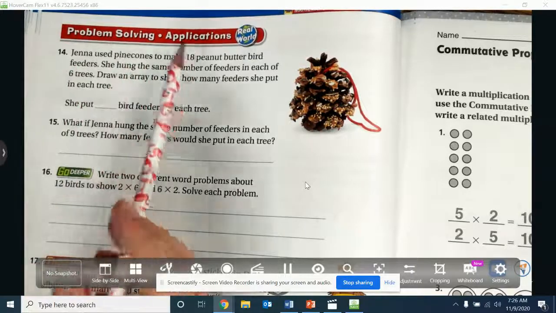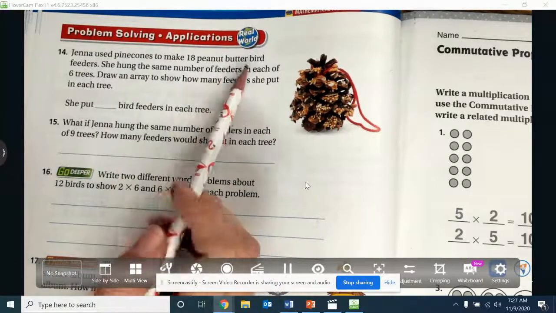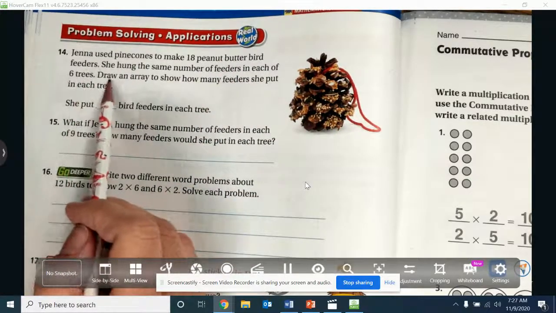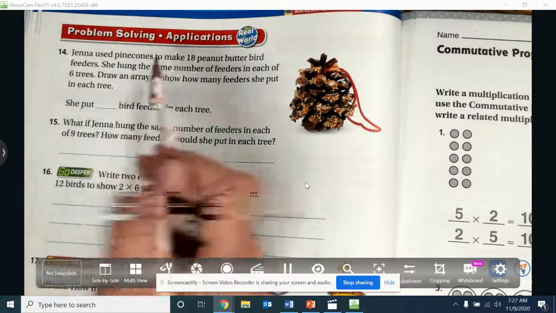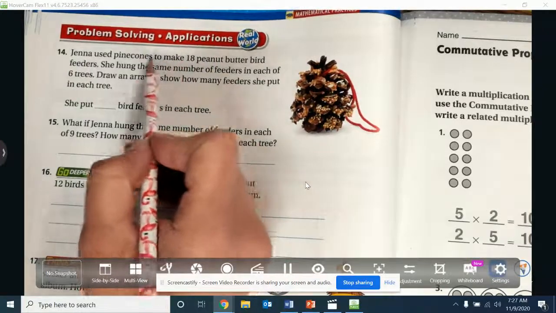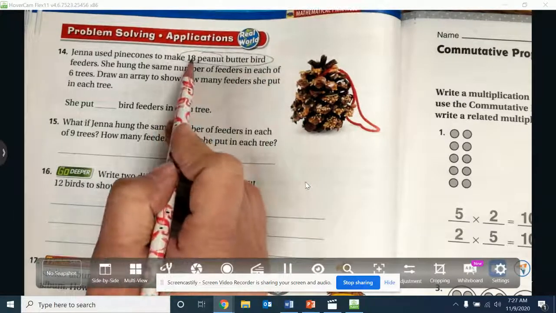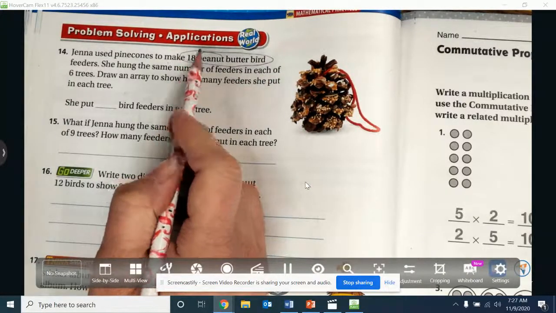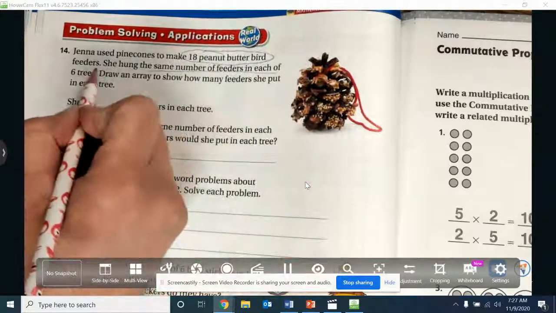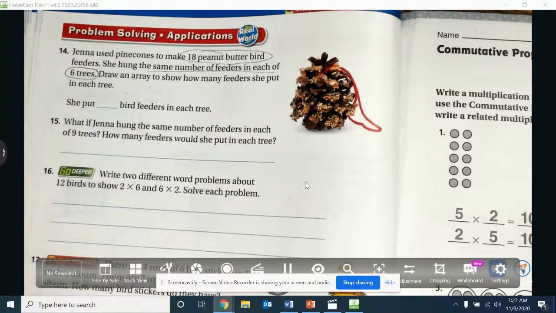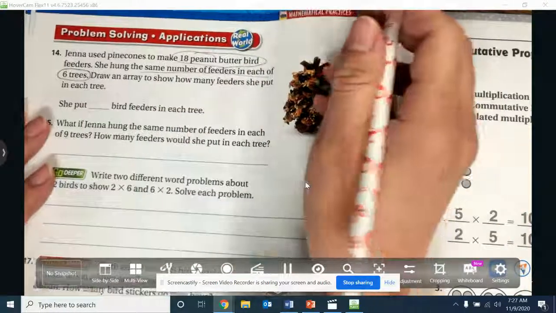Okay, number 14. Jenna used pine cones to make 18 peanut butter bird feeders. She hung the same number of feeders in each of 6 trees. Draw an array to show how many feeders she put in each tree. So let's circle our information here. She made 18 peanut butter bird feeders. That's the total number that she made. But we need to find out how many feeders she put in the 6 trees. So it says, please draw an array to show how many feeders she put in each.